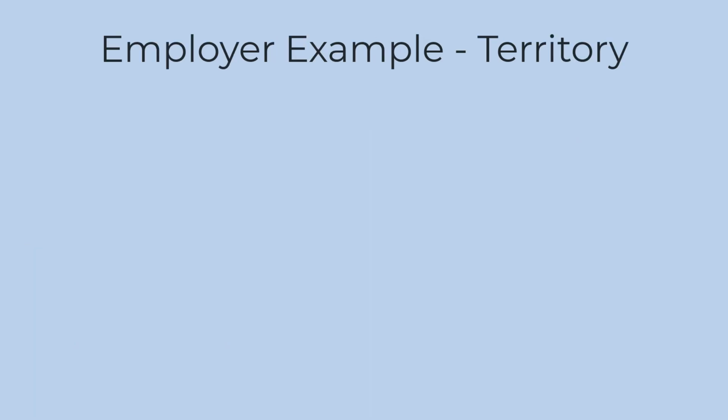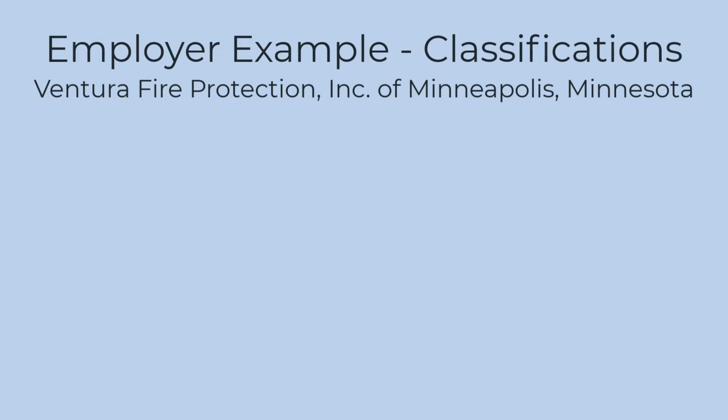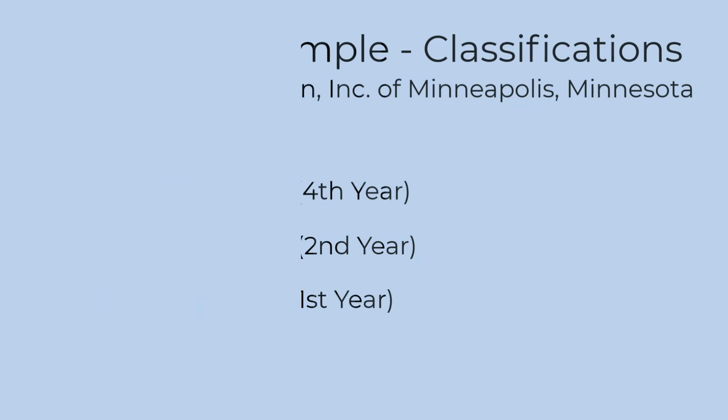Let's take a look at an example employer. Ventura Fire Protection, Inc. of Minneapolis signs collective bargaining agreements with UA Sprinkler Fitters Local 417 and UA Road Sprinkler Fitters Local 669 to cover all sprinkler fitter work performed in Minnesota. Ventura then informs their analyst that they have 4 employees performing covered sprinkler fitter work: a journeyman, a Class 7 apprentice, a Class 4 apprentice, and a Class 1 apprentice.